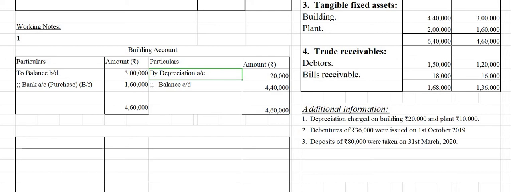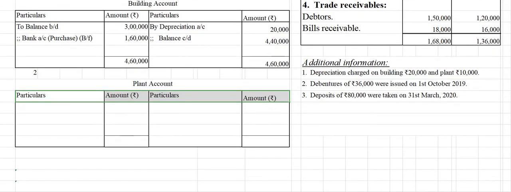Okay, that's enough. Next, like that, let us prepare the plant account also, working note 2, plant account. So in plant account, giving the heading, let us write the opening balance. To balance brought down, it was 1,60,000, and by balance carried down, closing balance 2 lakh.